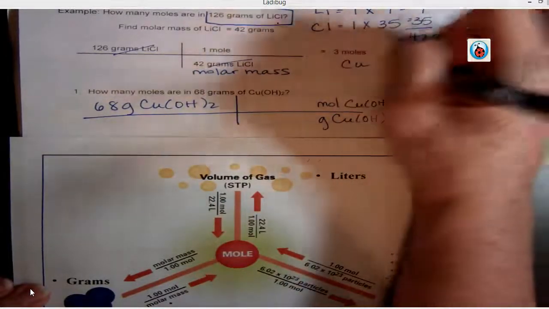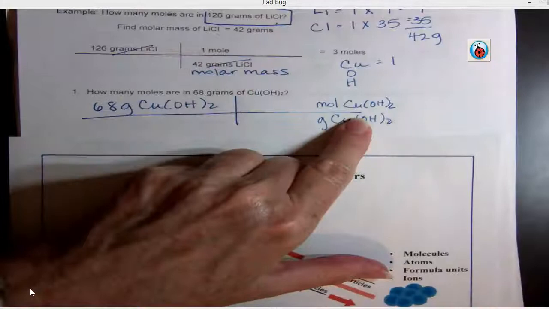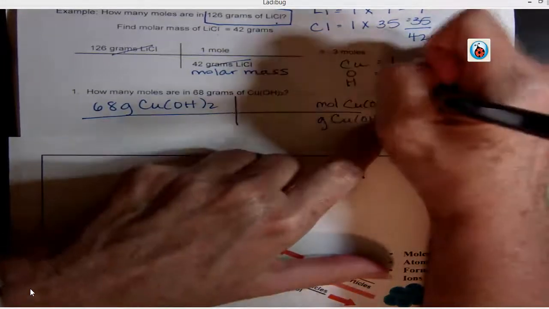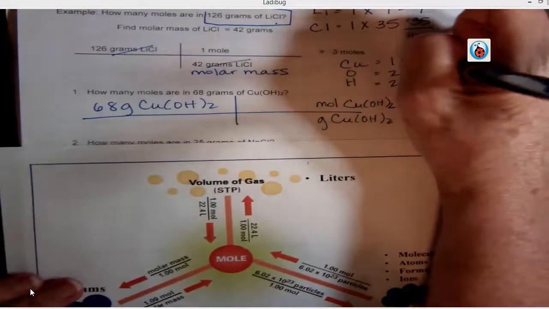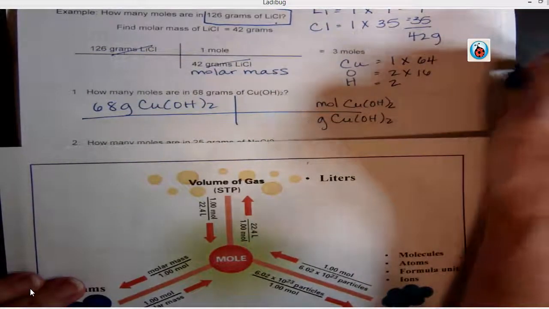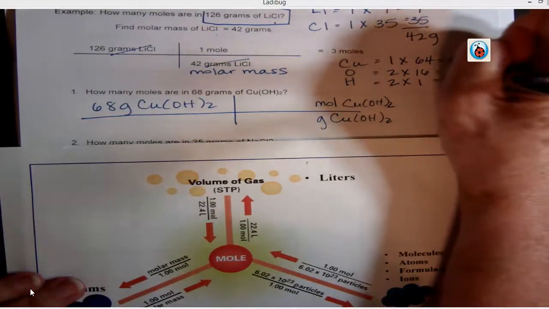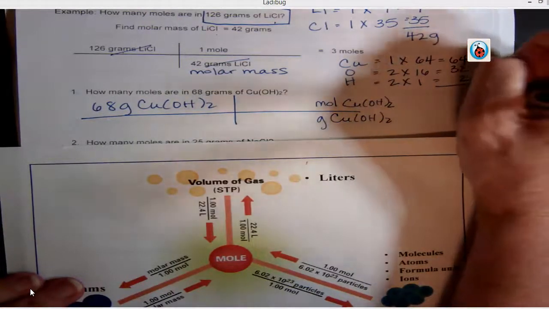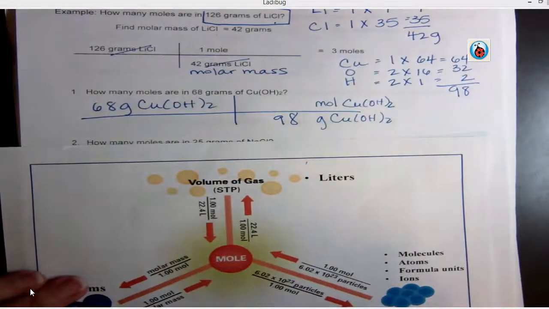I've got copper, oxygen, hydrogen. And again, how many atoms? I've got 1 copper atom. I've got 2 oxygen atoms because of the parentheses and the 2 outside, and I've got 2 hydrogen. All right, using your periodic table, what's the mass of copper? 64. Oxygen is 16. And hydrogen's 1. Okay, so let's do our math here. 64 plus 32 plus 2. So if we add that up, we got 98 grams for our molar mass.